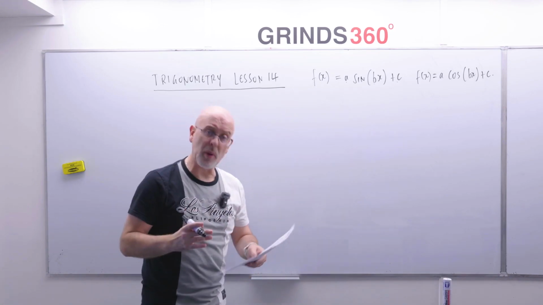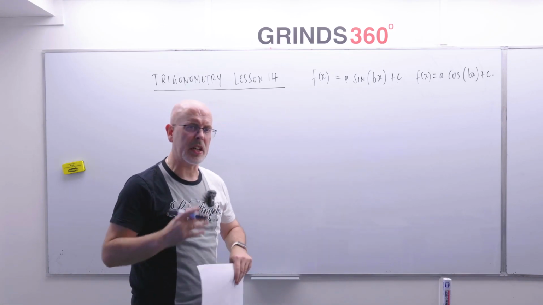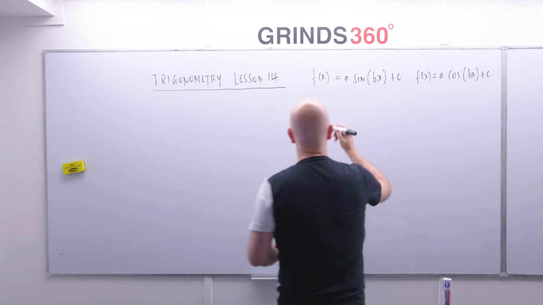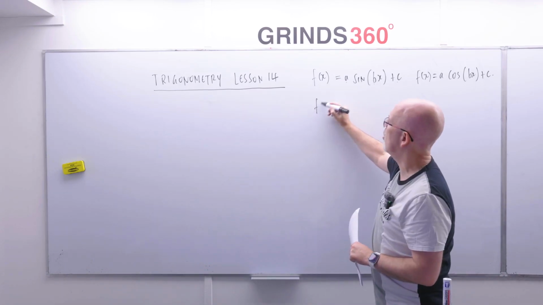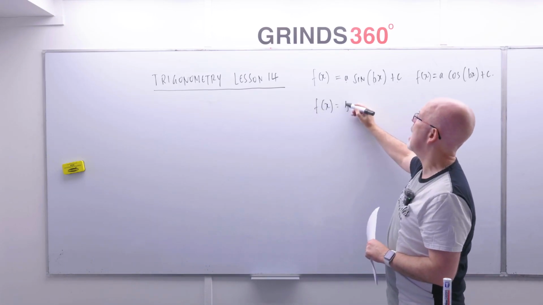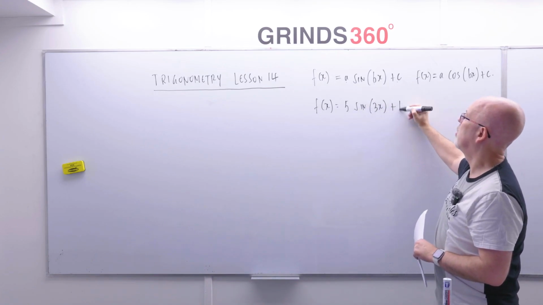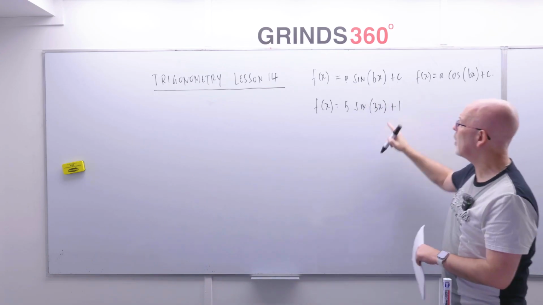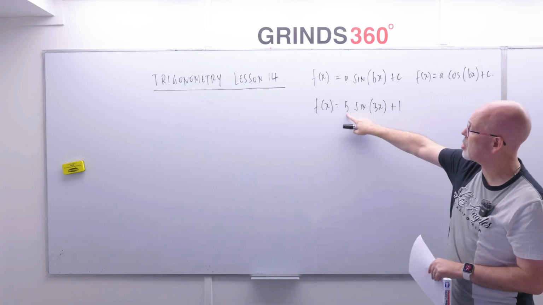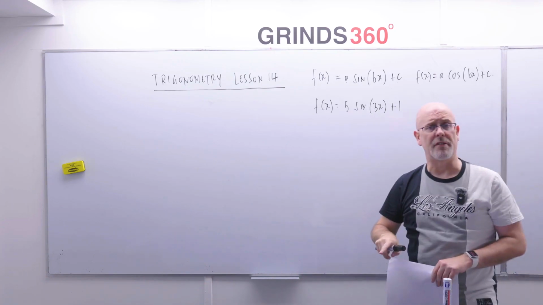This is dealt with for you on page 197. And this is really important to try and get your head around. So if you can imagine a function that looks like this, suppose we have f of x equals 5 times sine 3x plus 1. What would that graph look like? What do these 3 numbers here do to that graph?